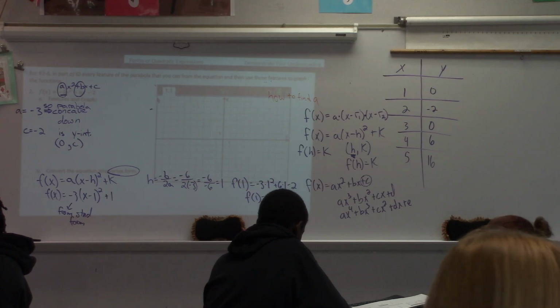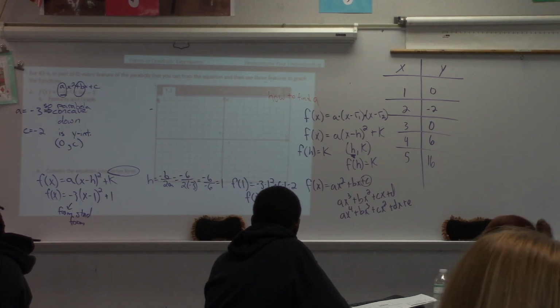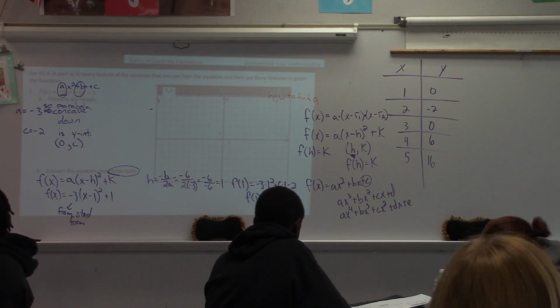Now again, do you have to get to vertex form for the target portion of this unit? No. But I'm going to show you later today why you might want to know how to get to vertex form before next unit. The sooner you learn this, the better. What are your questions up to this point?